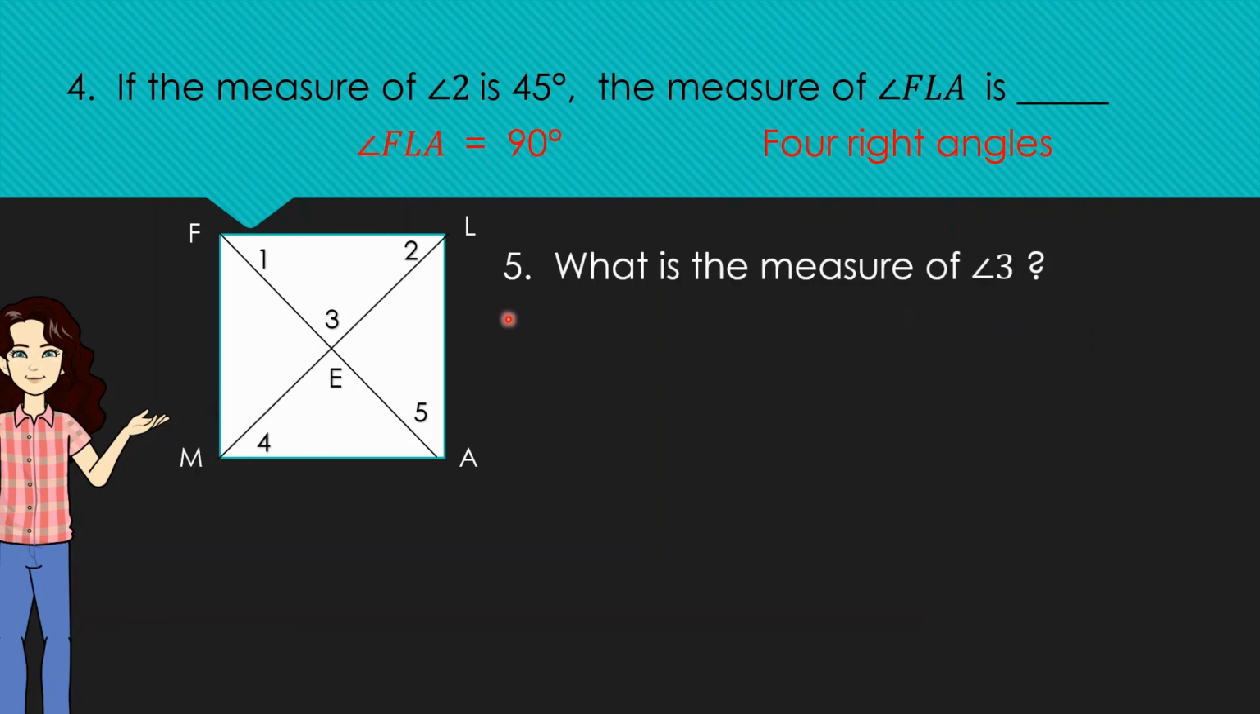What is the measure of angle 3? So the measure of angle 3 is 90 because diagonals are perpendicular. The diagonals of a square form perpendicular lines, and that is 90 degrees.